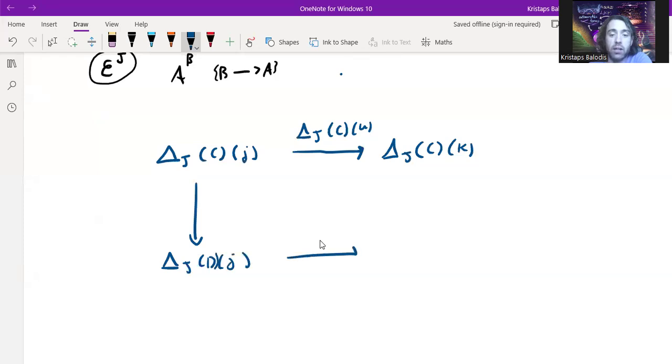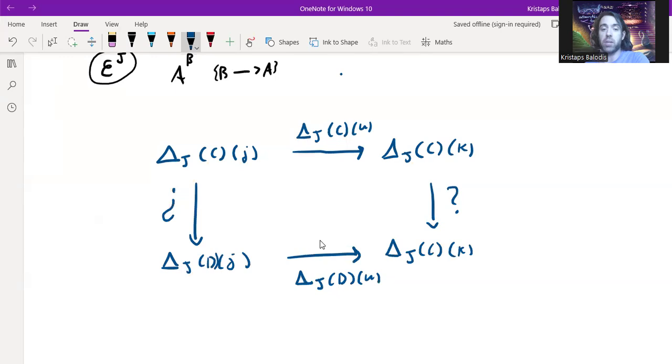D J applied to this functor. I don't think I made this picture big enough for what I want to do. So let me put a question mark here, because I'm trying to define my natural transformation. And this is delta J C at K. So I don't know what these maps are going to be. I want to pick them so that I get a commuting diagram. But let's unpack what all of this is.